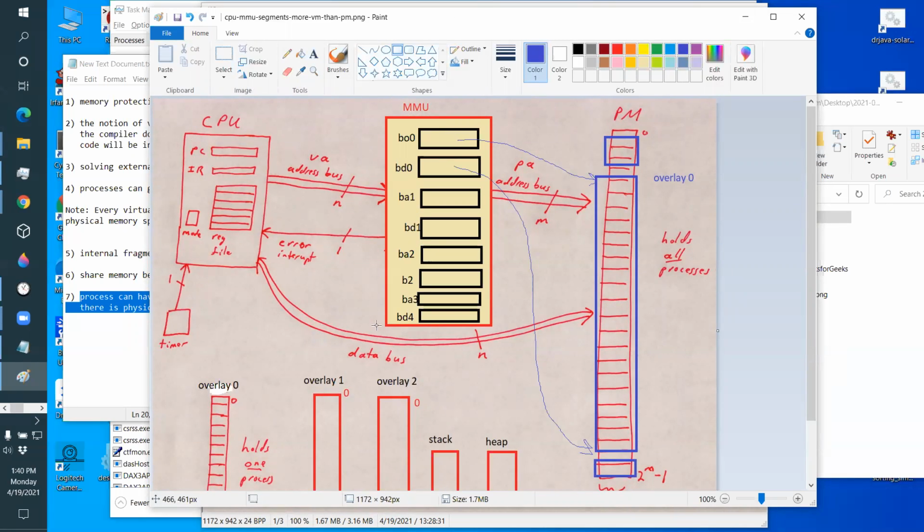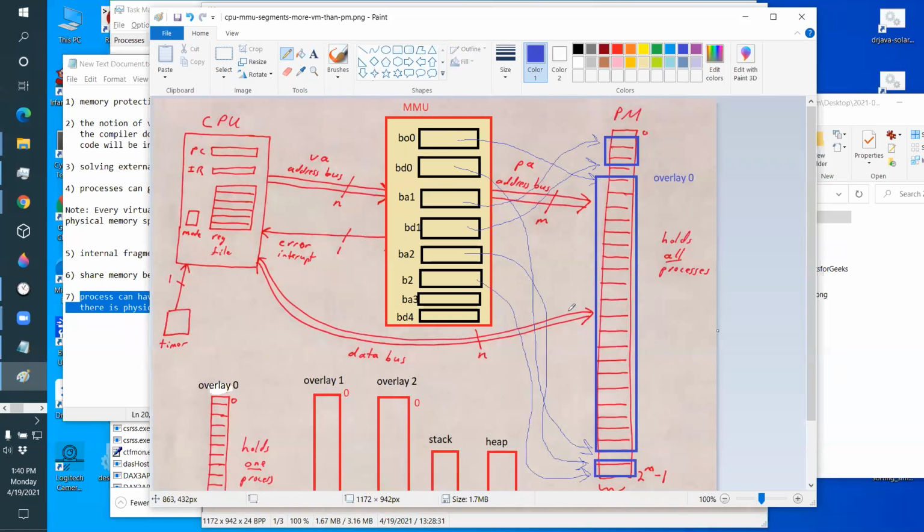Now when people programmed like this, they would have base and bounds that would point to the overlay. Then this one would point to the stack. And this one would be the stack, and this one would be the heap. So this one's the heap, the base and bounds of the heap.